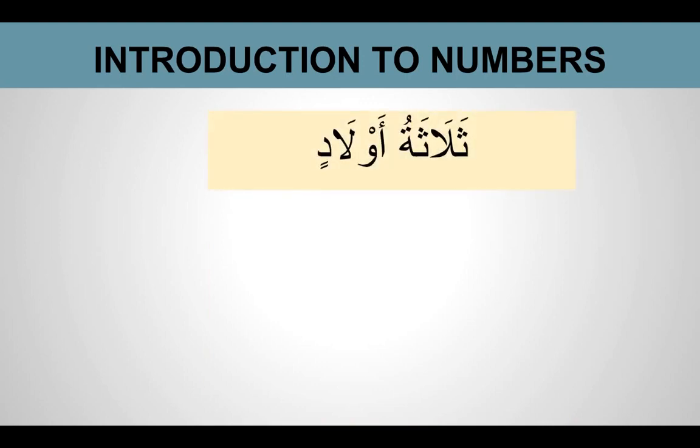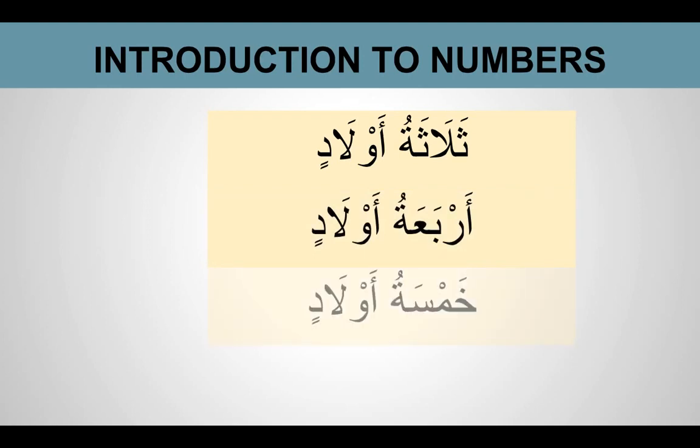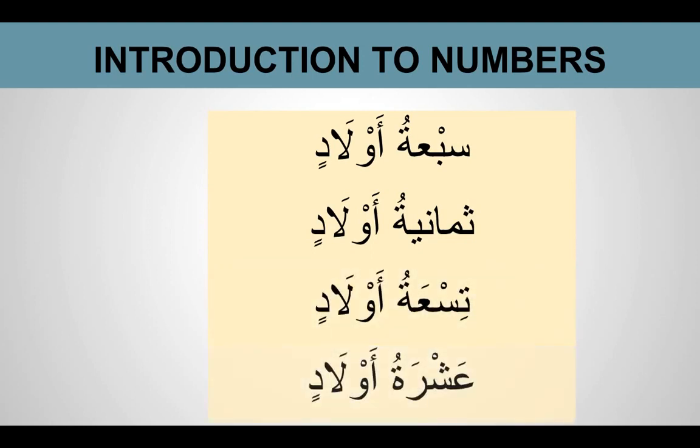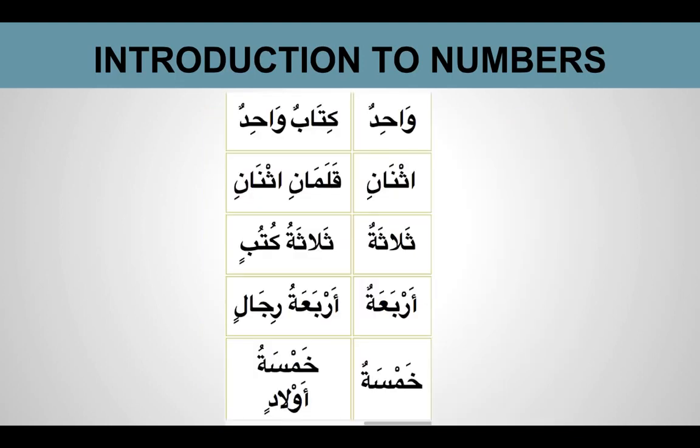For the last one, waladun is singular, boy. أولاد is plural. So we say ثلاثة أولاد 3 boys, أربعة أولاد 4 boys, خمسة أولاد 5 boys, ستة أولاد 6 boys, سبعة أولاد 7 boys, ثمانية أولاد 8 boys, تسعة أولاد 9 boys, and عشرة أولاد is 10 boys.